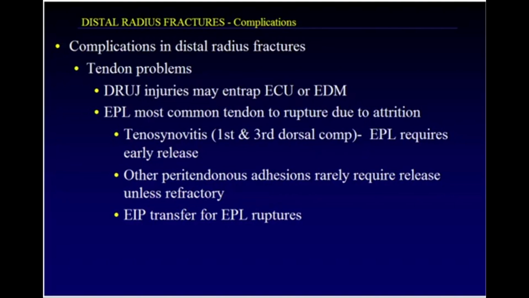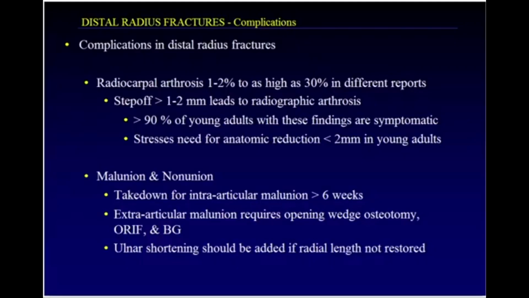If the patient has tenosynovitis, then that would require an early release of the EPL, and if you have a rupture of the EPL, then a transfer with the EIP would be indicated. Other complications: radiocarpal arthrosis, 1 to 2%, up to 30% in different reports in the literature.